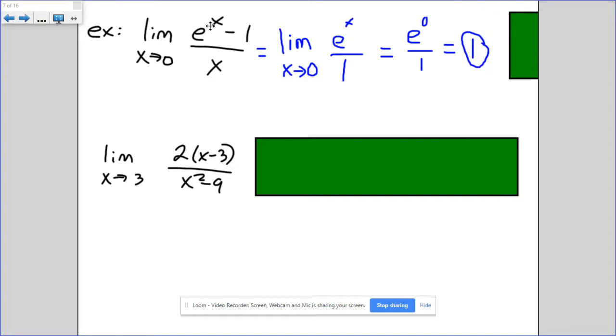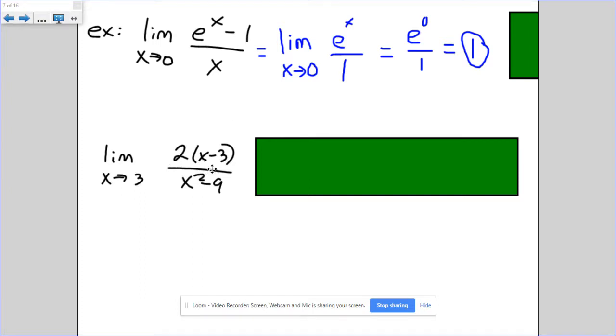So all I had to do, as complicated as this equation might look, is take the derivative of the top, the derivative of the bottom, and plug in 0. And this is a limit we did not know how to solve before without using a calculator and using the table to figure it out. But now, with L'Hopital, you do.